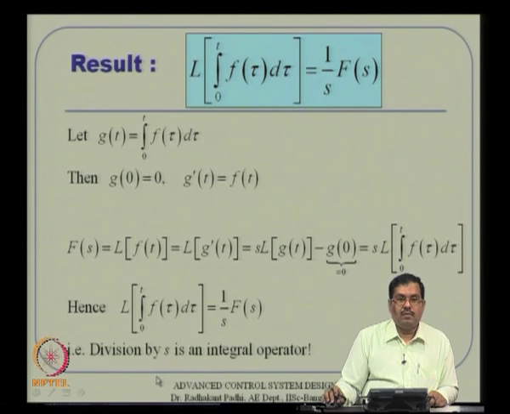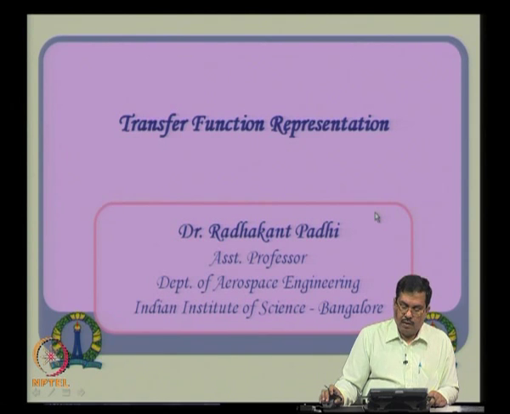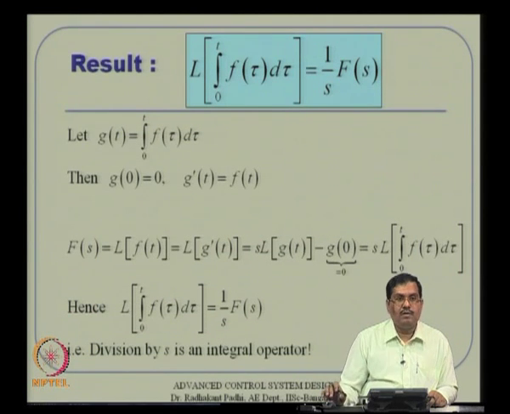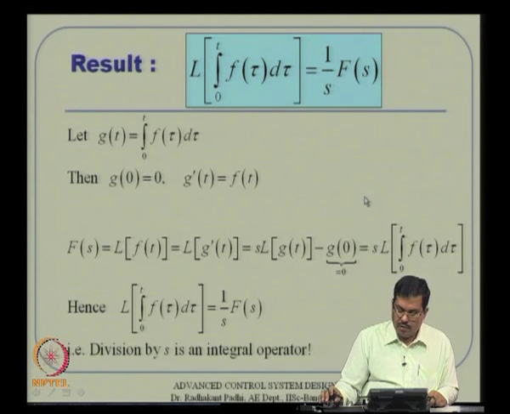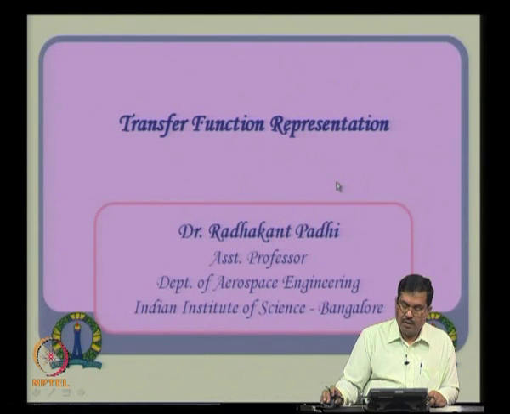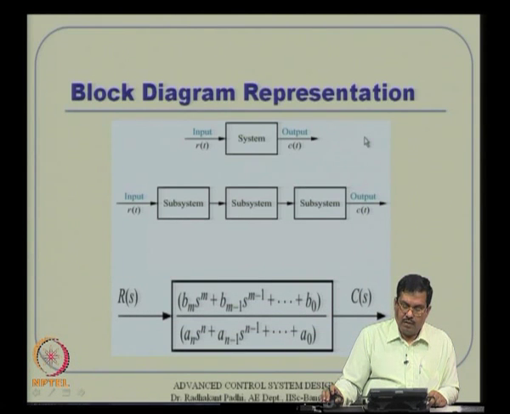So division by s is nothing but an integral operator. That's what it tells us. Alright, so all these results are available to us. So it becomes handy for us to do further analysis of single input, single output systems, which are of primary importance in classical control theory. Before we move on, we need to know what a transfer function of a system is. So let us see that.